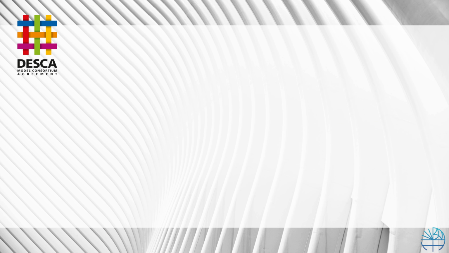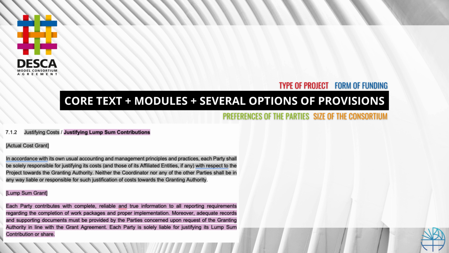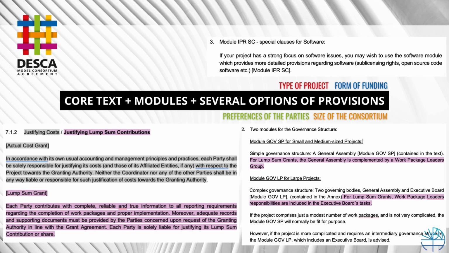For that purpose, the DESCA template includes the core text, modules, and several options of multiple versions of certain provisions, allowing flexibility based on the project type, form of funding, parties' preferences, and consortium size. For example, many provisions have one version for actual cost grants and an alternative version for lump sum grants. There are also 2 alternative modules for the governance structure to choose from, and an optional module on intellectual property specifics related to software.